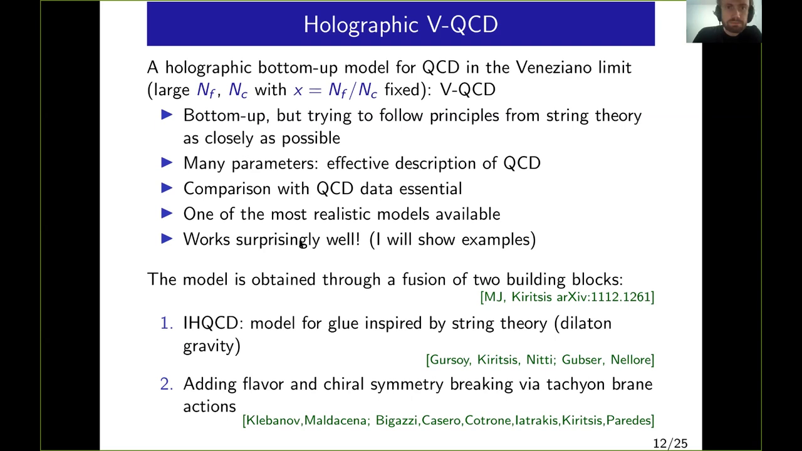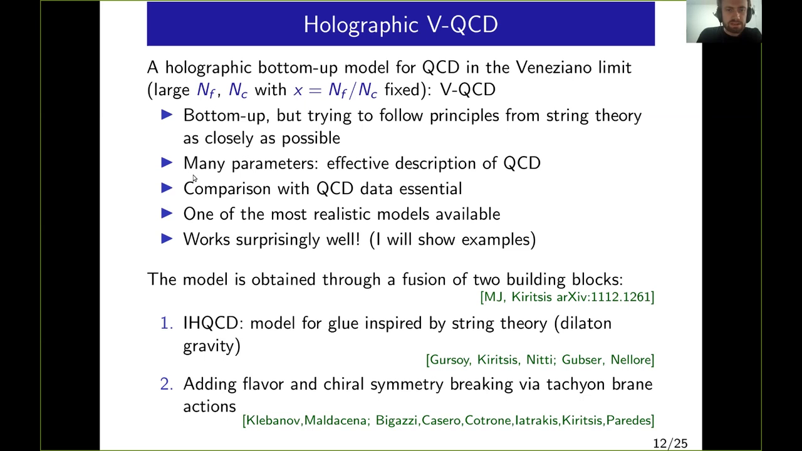And in particular, I'm discussing this V-QCD model, which I've been using quite a lot in the rest of the talk. It's a holographic bottom-up model for QCD in the Veneziano limit. In the Veneziano limit, you take the number of flavors and the number of colors in QCD to be large, keeping the ratio N_F over N_C fixed. And it's a bottom-up model, but you are trying to follow principles from string theory as closely as possible.